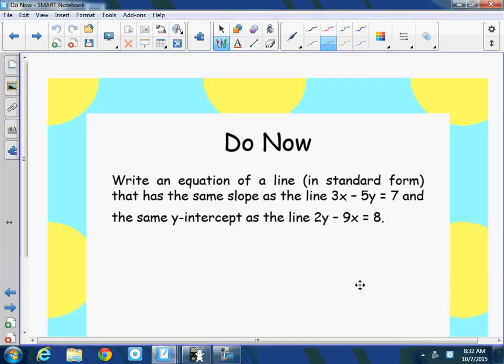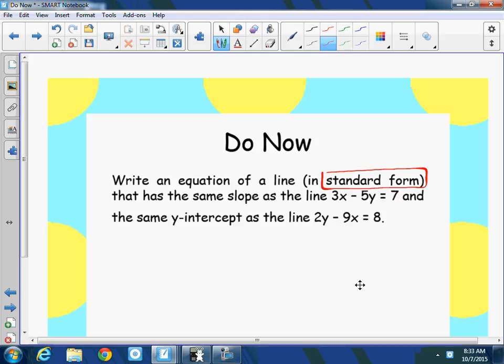Right, so we're going to write an equation of a line in standard form. You should have your other cheat sheet out, the one that gives you the standard form and not the little one. I just gave you a bigger one that has a lot more stuff. Do not lose them, because you can use them for the test.